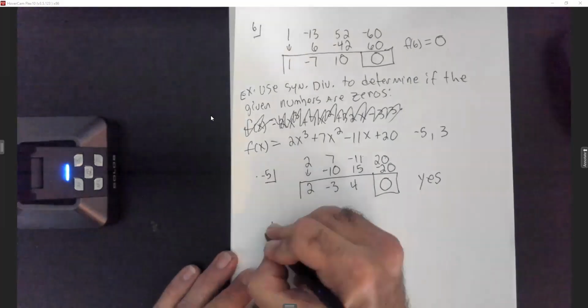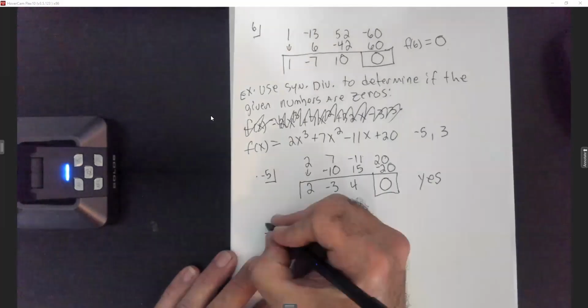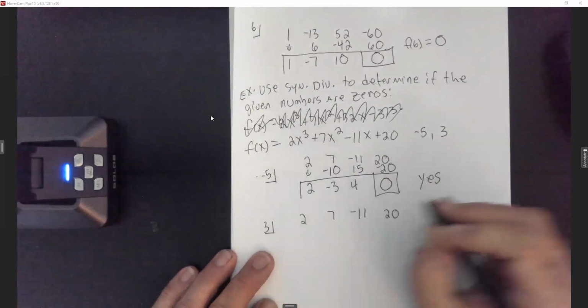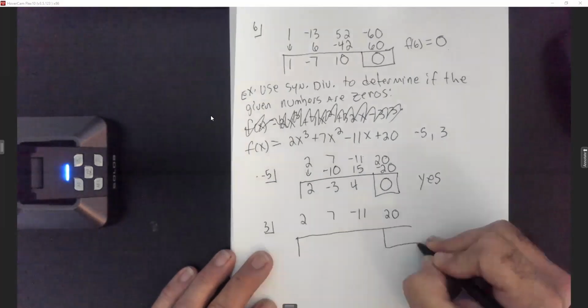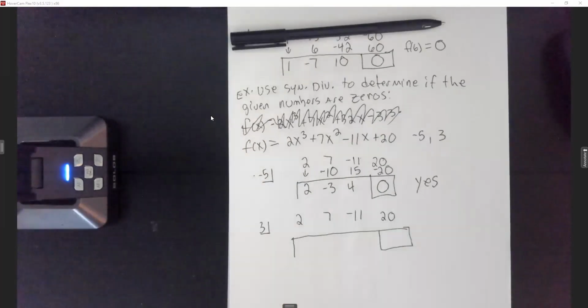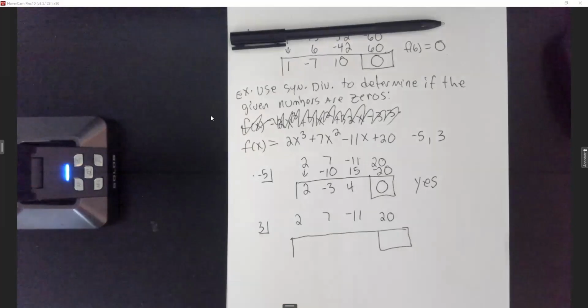So then you come in and check your second number they gave us, which was 3. Write those coefficients, 2, 7, negative 11, 20. So y'all, what I'm about to do is give y'all about a minute or two to tell me whether that 3 is a 0 of that or not. So some of y'all get to working that, all right? It's not 0. So not a 0 we got.